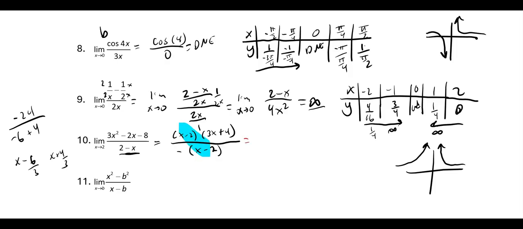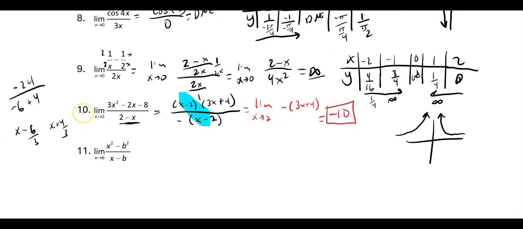So we're left with the limit as x goes to 2 of negative 3x plus 4. Now when we plug in 2, we can fake plug in. 3 times 2 is 6. 6 plus 4 is 10, but you've got the negative out front, so negative 10.